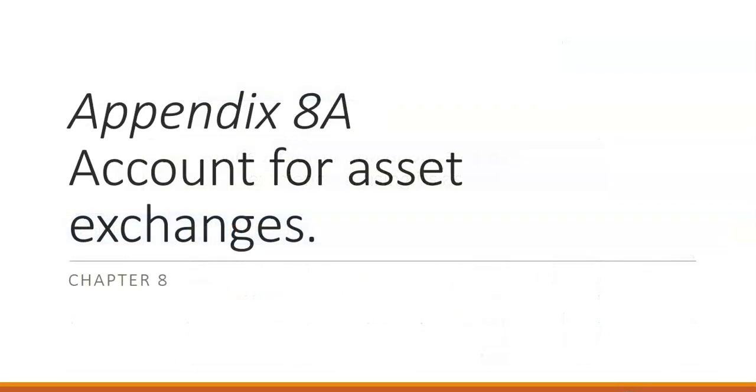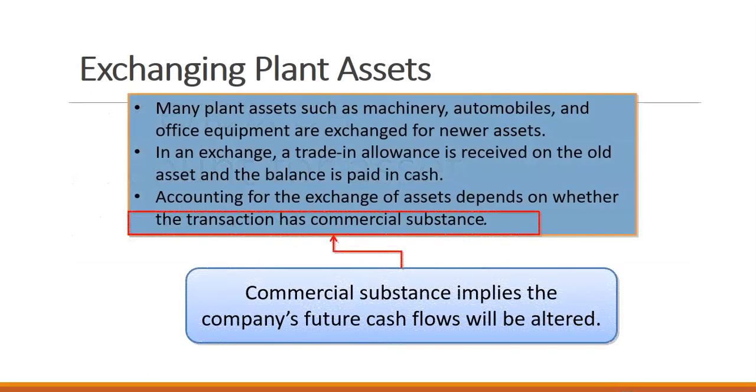We're going to discuss the appendix and accounting for asset exchanges. So in the chapter, we looked at asset disposal and asset sale, but we can also exchange for a newer asset, if we have a trade-in value on it. So machinery, automobiles, office equipment, etc., we're given a trade allowance for. So we need to account for that trade allowance.